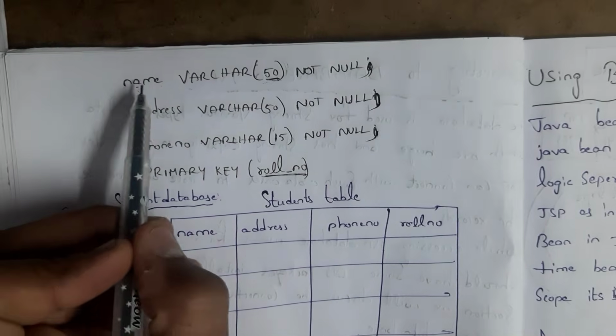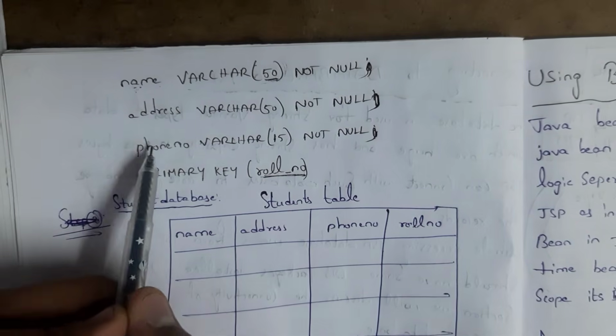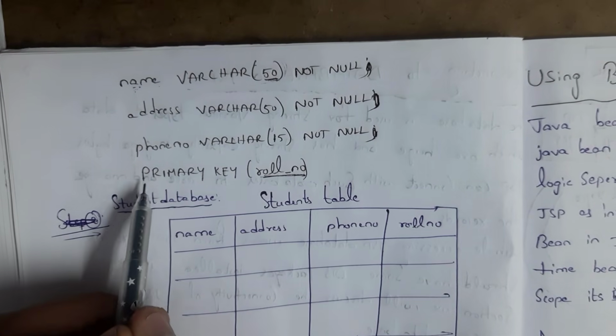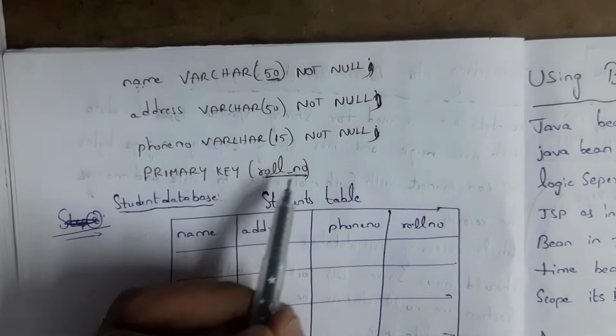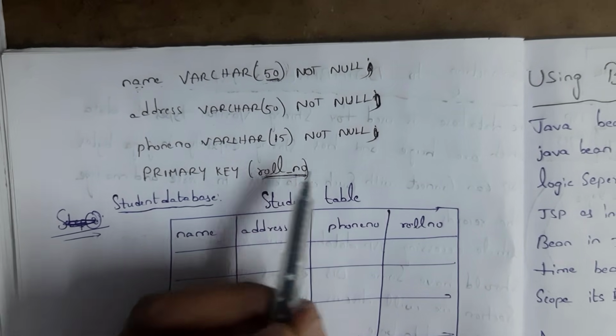Write this command, name varchar 50 not null. After that, write address, phone number, and at last write primary key roll number. The meaning of this is, I am setting this roll number as primary key.